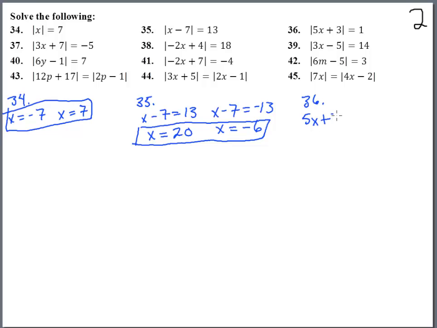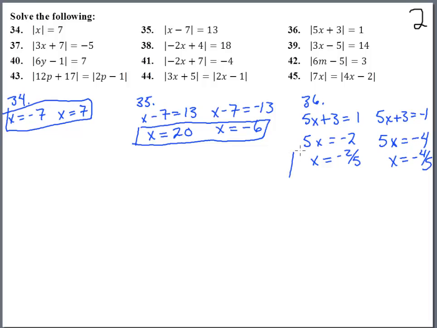5x plus 3 equals 1. 5x plus 3 equals a negative 1. Subtract 3, get 5x equals a negative 2. X equals negative 2 fifths. Subtract 3 over here and we get 5x equals a negative 4. X equals a negative 4 fifths. Notice from this problem, kind of an interesting thing going on, is that the answers aren't always one positive and one negative. They could both be negative, they could both be positive, as long as when you stick them back in, one gives you a negative 1, one gives you a positive 1, so it comes out correctly.